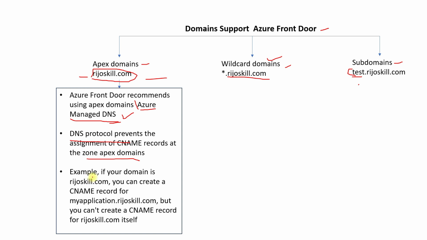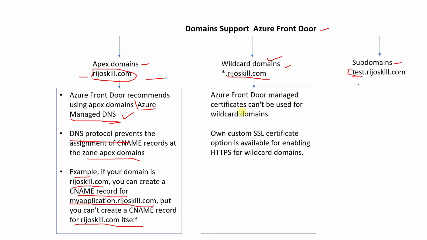Here is an example. If your domain is rijoskill.com, you can create a CNAME record for myapplication.rijoskill.com, but you cannot create a CNAME record for rijoskill.com itself. For a subdomain you can create the CNAME record, but not for your root domain. So for an Apex domain it is better to use DNS records managed by Azure. For a wildcard domain, the Azure Front Door managed certificate cannot be used, so you need to bring your own SSL certificate and enable HTTPS for the wildcard domain. Subdomain has no issue.